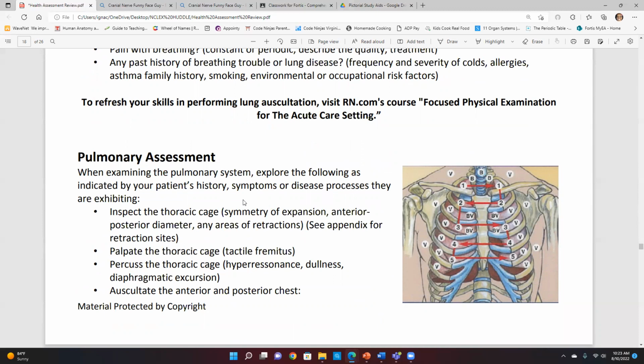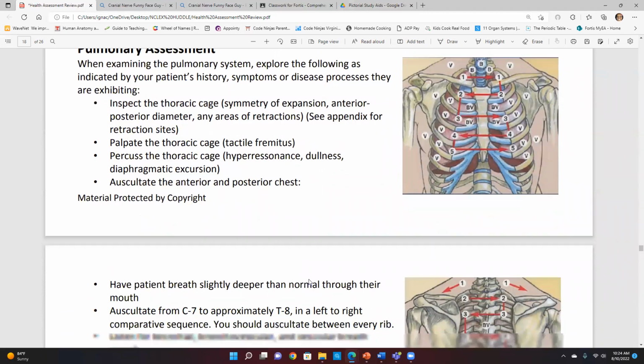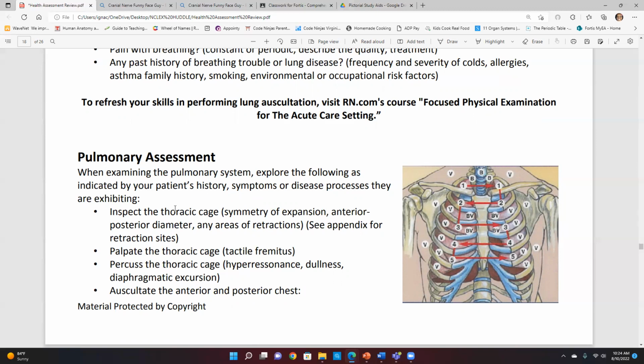So, of course, we're always going to inspect first, right? We're going to be looking for symmetry. We're going to be saying, okay, is one side of the chest moving up and the other side not? We're always inspecting for symmetry, right? When we auscultate, we're going to be seeing if there's any adventitious lung sounds, okay? That's going to be important, okay? We're going to palpate, percuss, and then auscultate. So that's the order that it's going to be in. Inspect, palpate, percuss, and then auscultate, okay?